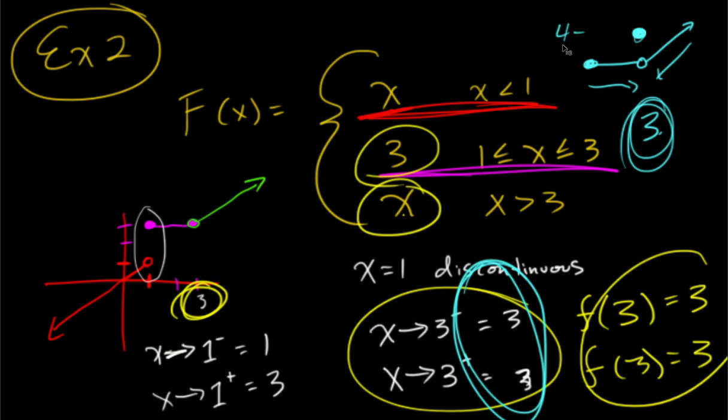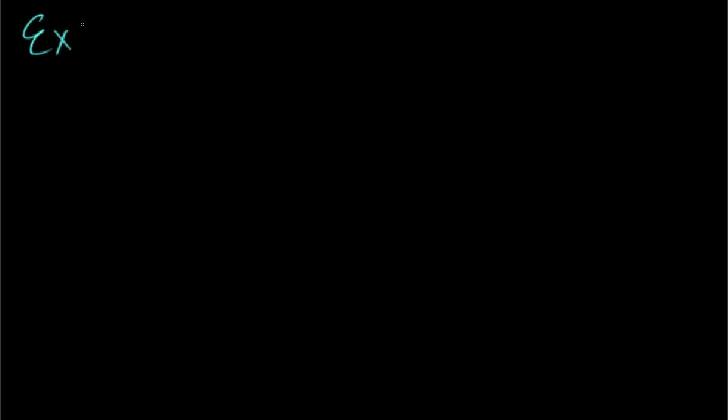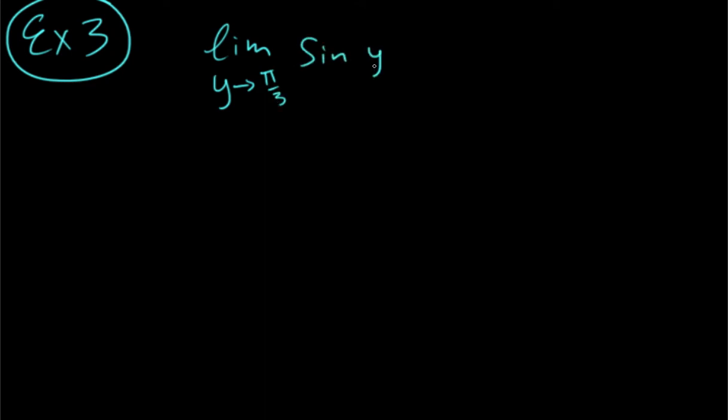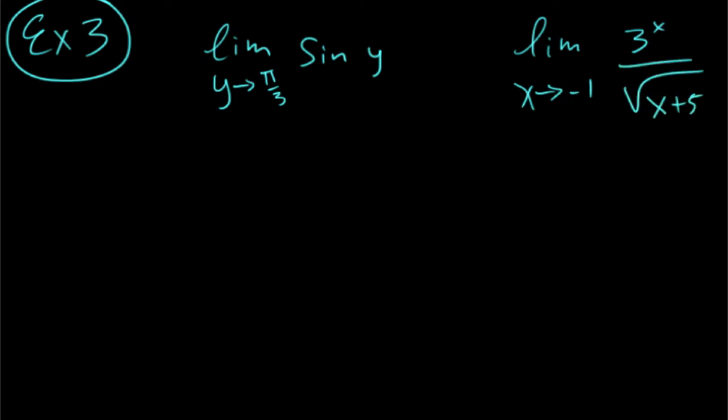Okay, now we're going to move on to example 3. Okay, so we have the limit as y approaches pi thirds of sine y. Then we also have the limit as x approaches -1 of 3 to the x over the square root of x plus 5, like that.